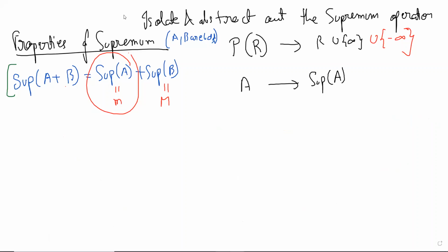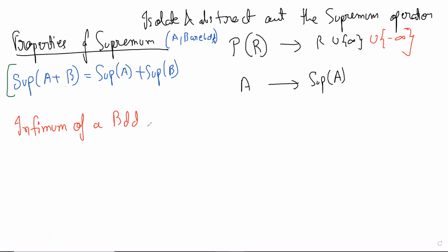Now, as people know, I guess, there is a dual concept to the supremum, and that is the infimum. Can anyone please define it? Infimum of a bounded set, let's say. Okay. So this is basically the greatest lower bound. Is that right? It is the greatest lower bound.